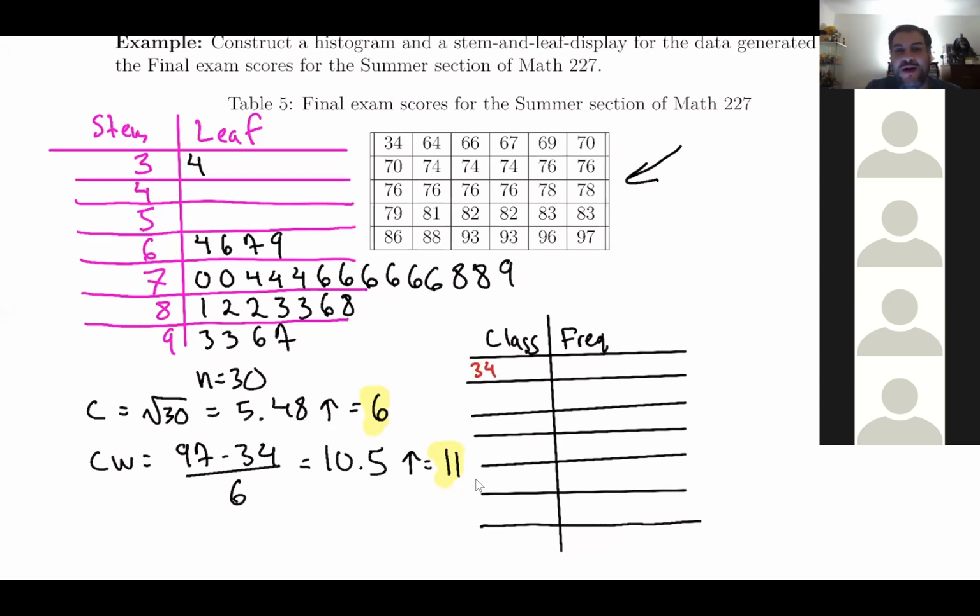Now what you want to do is get the class width and add the class width to that. So if I do 34 plus 11, you get 45. 45 plus 11, you get 56. 56 plus 11, 67, 78, 89. And that's pretty much it. And remember, the left-hand side, get the brackets. All right. Any questions so far? Did I get any of my red numbers?